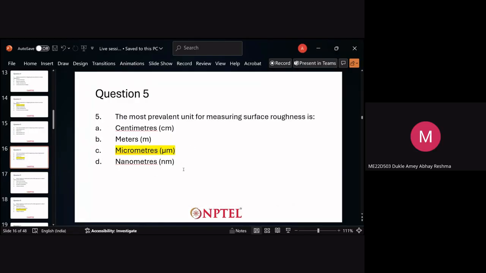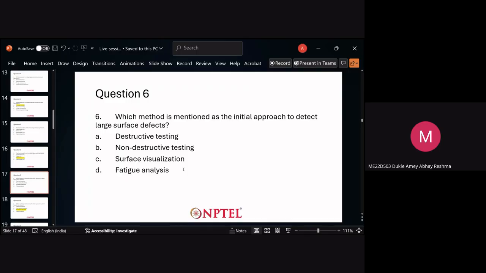Okay. So moving to question number 6. Which method is mentioned as the initial approach to detect large surface defects: destructive testing, non-destructive testing, surface visualization, fatigue analysis? Destructive testing is basically tensile testing, compressive testing, in which the sample is destroyed. Non-destructive testing is basically ultrasound-based techniques, XRDs, FTIRs, and all those things.